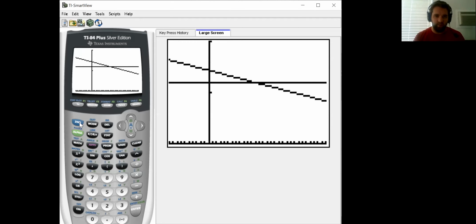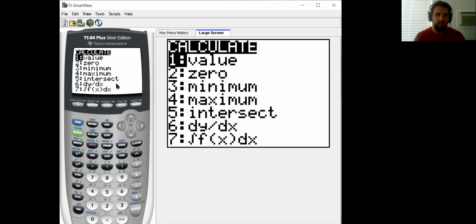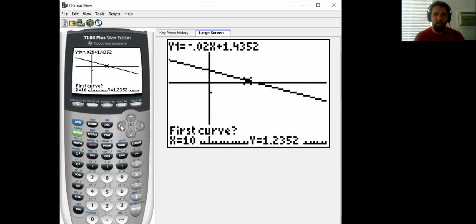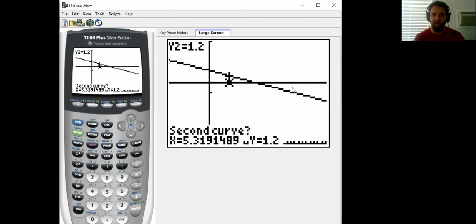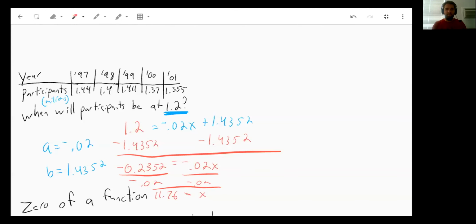You can find that intersection point by going second calc, down to number 5, which is the intersect option. It's asking about our first curve. I can't tell which one the cursor is currently on, so I'm going to go to the left a little bit. It looks like it's cutting down on that diagonal one. That's one of the two that we want, so I'll hit enter. And we want to know when it intersects this straight line, so I can hit enter again and hit enter once more. And again, we get 11.76, which would round to 12. So two different ways, we still got the same answer that it's going to be after about 12 years.